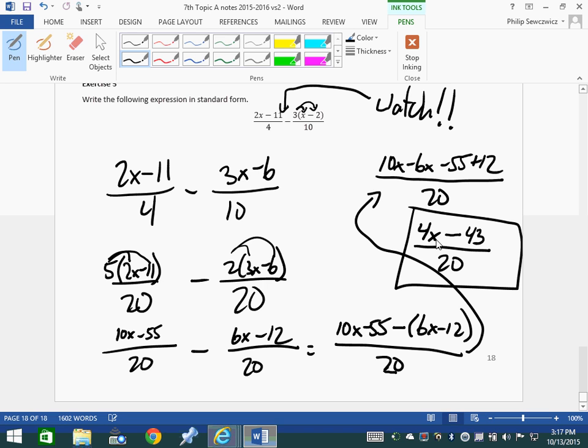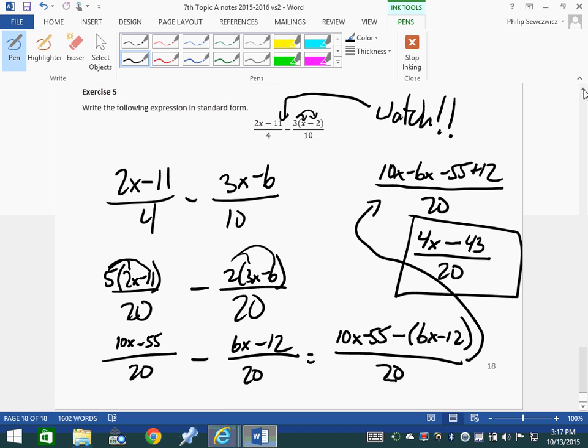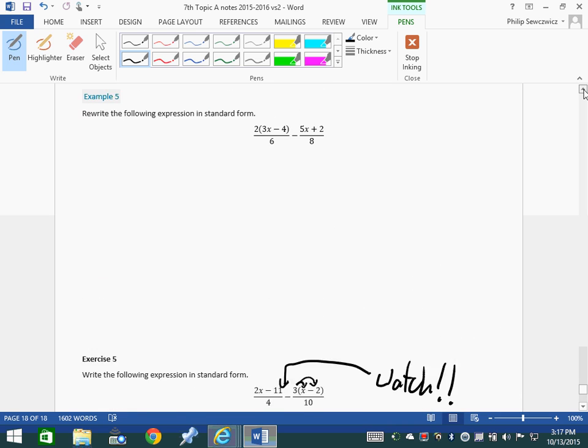There's my answer. So the big thing here is yes, distribute, yes, common denominators, but realize that this subtraction sign is going to go with all of this, like we saw in the previous lesson. All right, so let's work our way back up here. Let's see what we got going on with this particular guy.